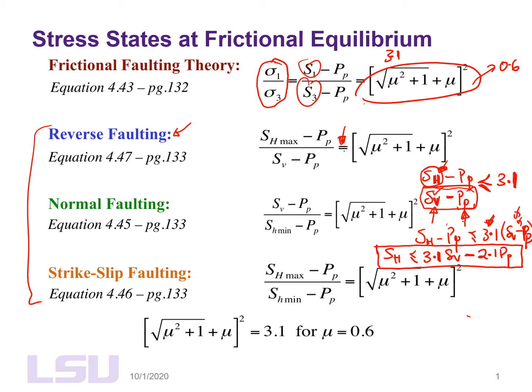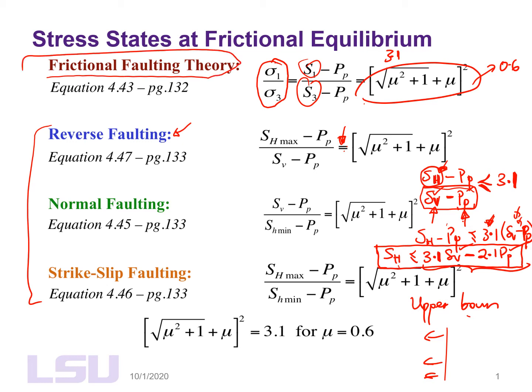And what's this? It's saying SH max has to be less than this value, which we can evaluate. So what type of bound does it give you on SH max? An upper bound, right? It has to be less than that value. So CFF, Coulomb frictional faulting theory, helps us establish an upper bound for SH max in the reverse faulting regime.